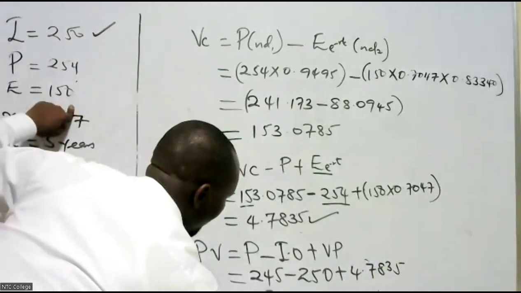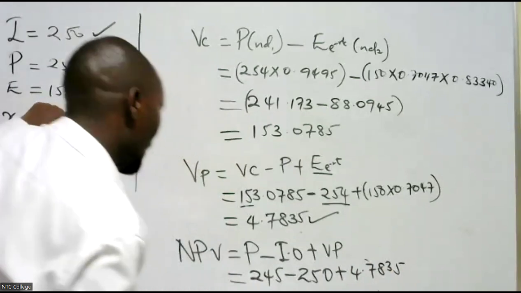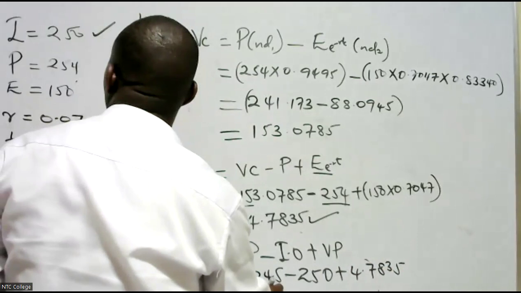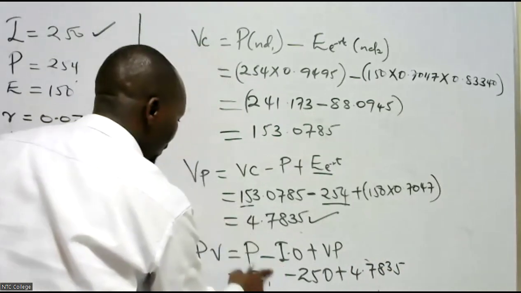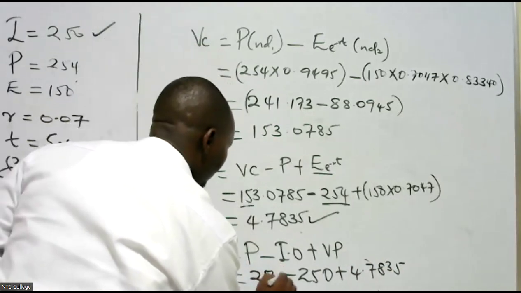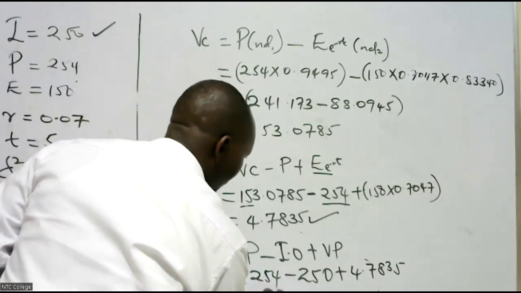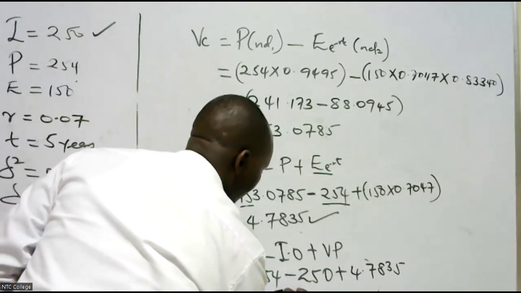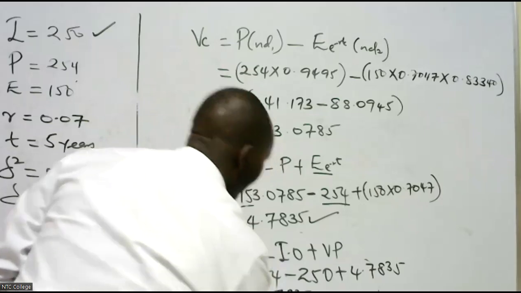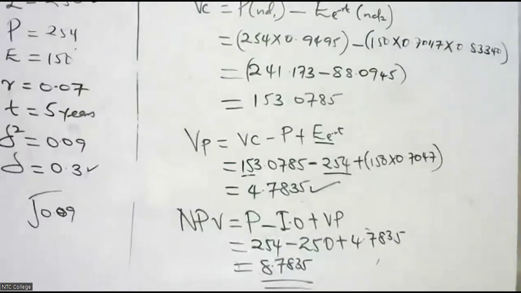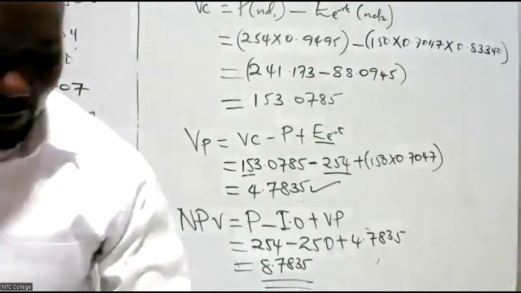So it is going to be 8 point. Is it 8? 254. Sorry, this is 254. So that is 8.7835. 8.7. That is the last part. That is the last part of that question.